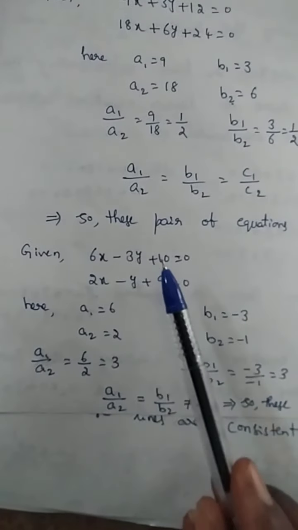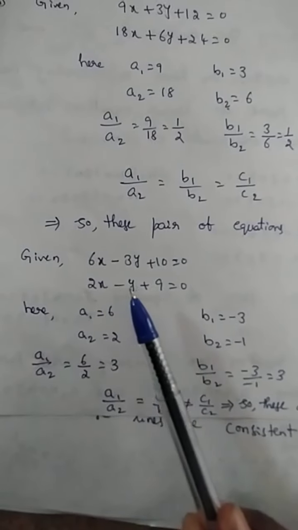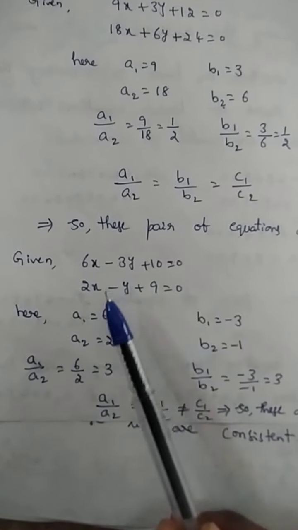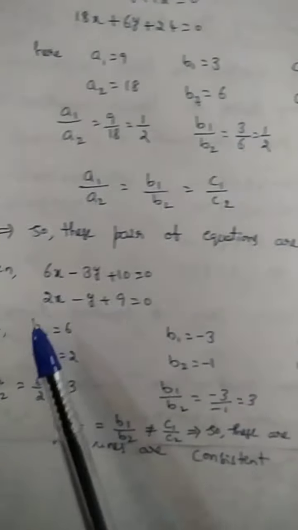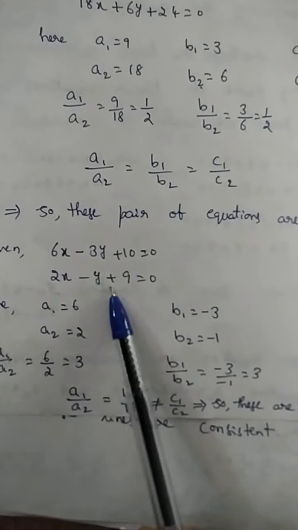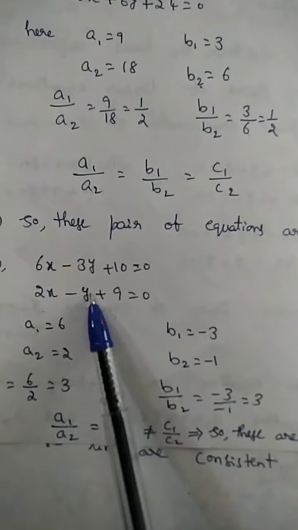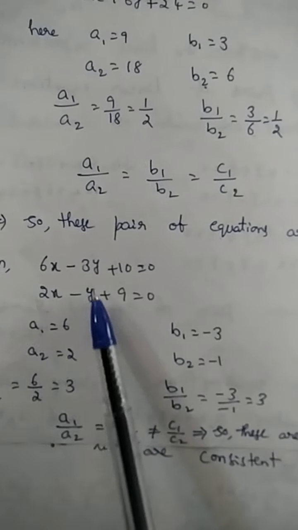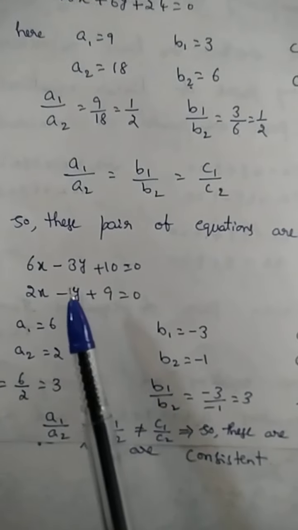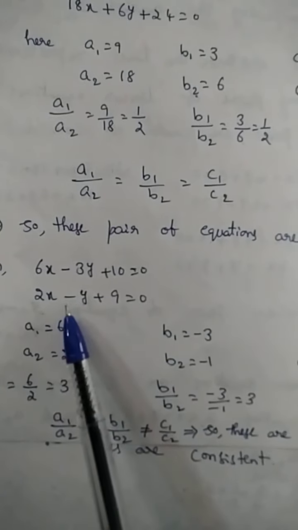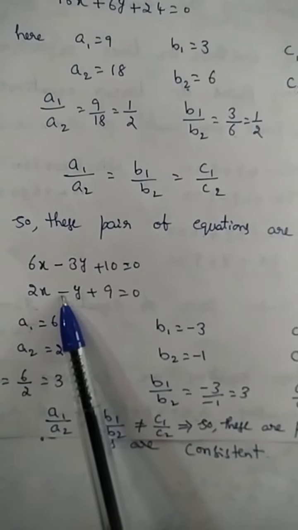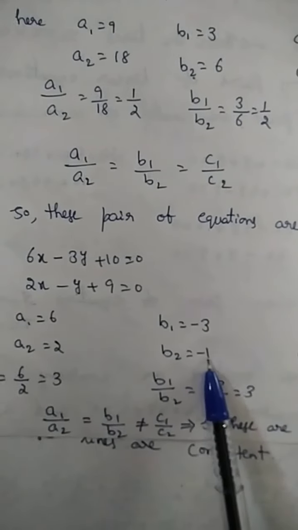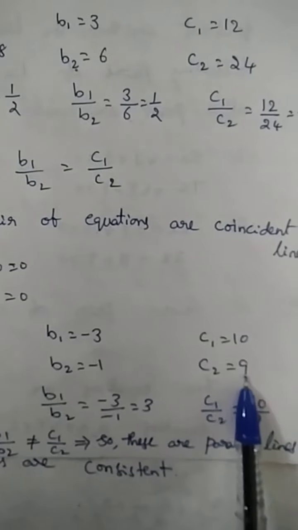Given 6x minus 3y plus 10 is equal to 0, and 2x minus y plus 9 is equal to 0. a1 is equal to 6, b1 is equal to minus 3, c1 is equal to 10. a2 is equal to 2, b2 is equal to minus 1. For y there is no value in the place of the coefficient, so you can assume that there is a 1, and the sign of that 1 is negative. Then b2 is equal to minus 1, and c2 is equal to 9.